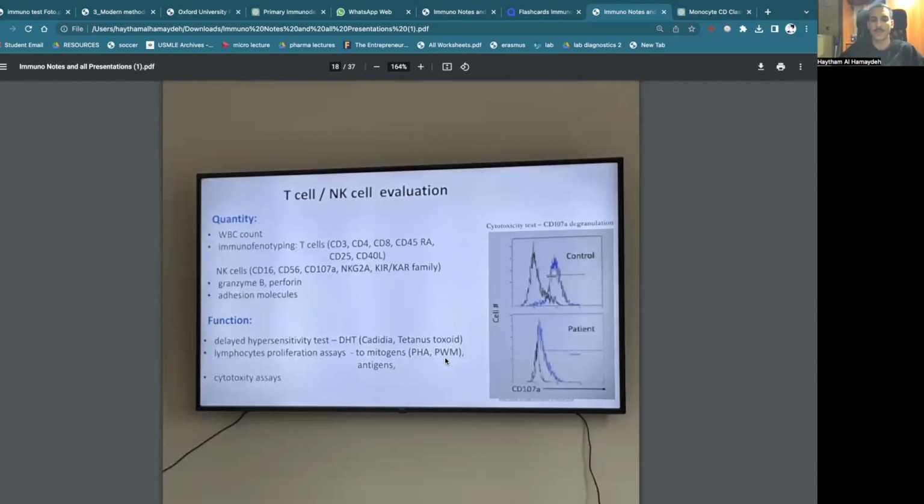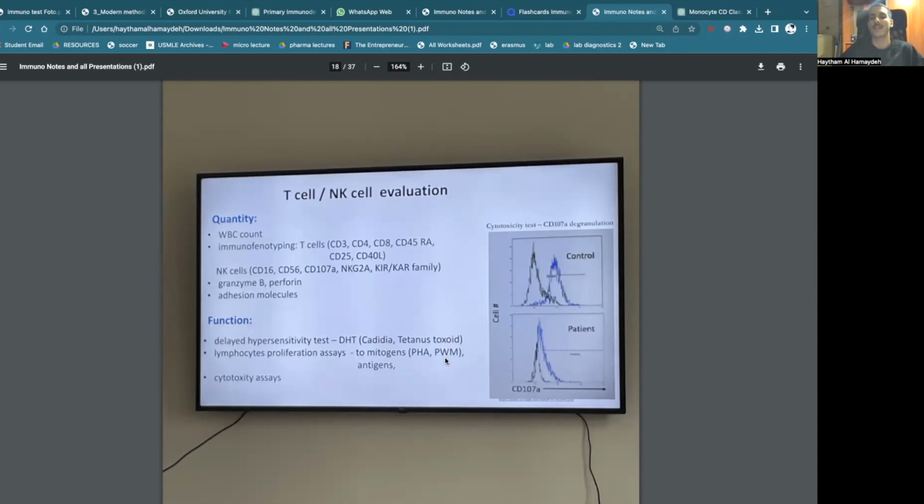So T cell, white blood cell count. For T cells, of course, we're going to look at the antigens present on the T cell surface, and in this case, it can be CD3, CD4, CD8, CD25, CD45, and in NK cells CD16 and CD56. Or KIR and CAR family. And you can also look for granzymes and perforin that are produced by these NK cells that help them perform their cytotoxic function.